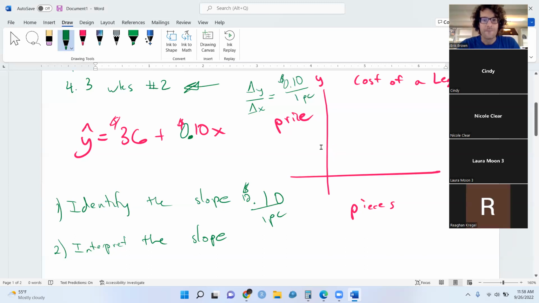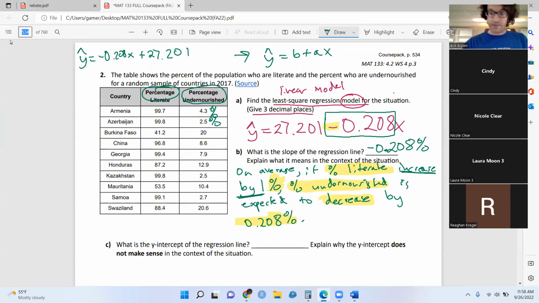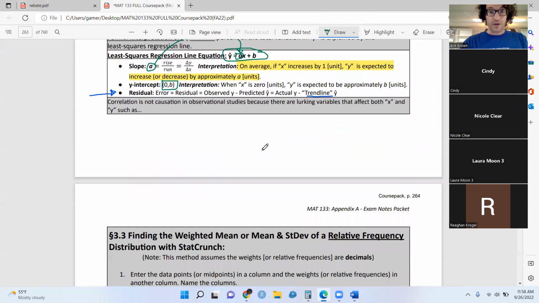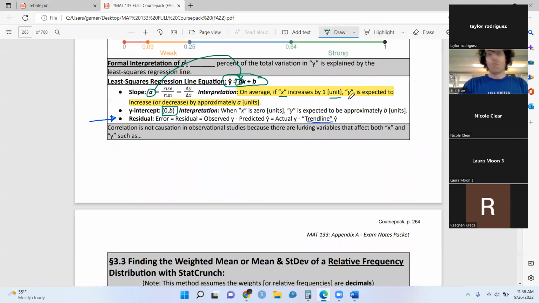So when we write these sentences, is it always like you put the y for +1 or the x, like if it goes up by one, whatever the unit is, it's always the X? Yes. And so that's where, when you look at this sentence structure on page 263, it is always on average if whatever the X value is increases by 1, whatever the units are, whatever the Y value is expected to increase or decrease by about whatever the slope is.